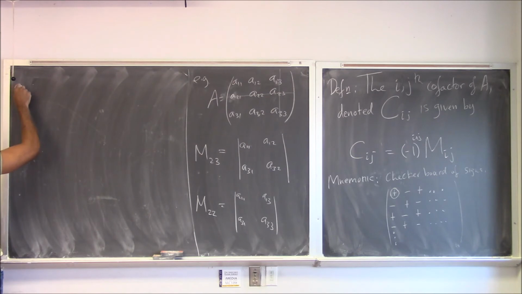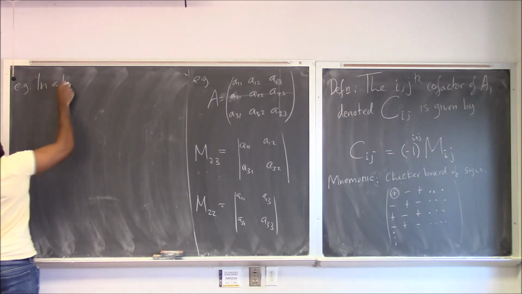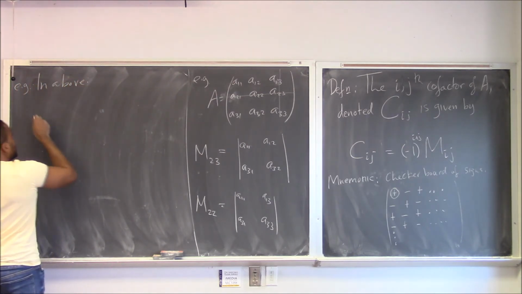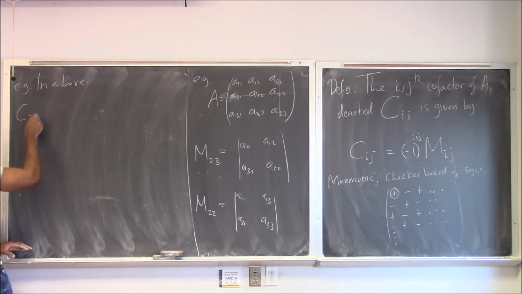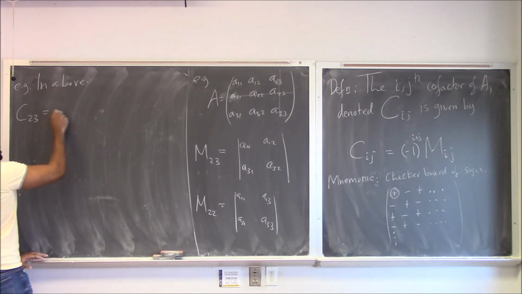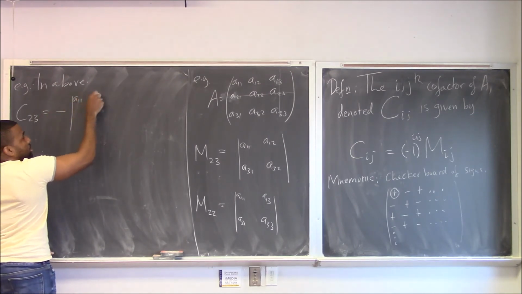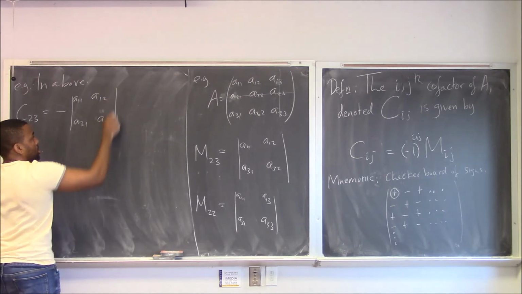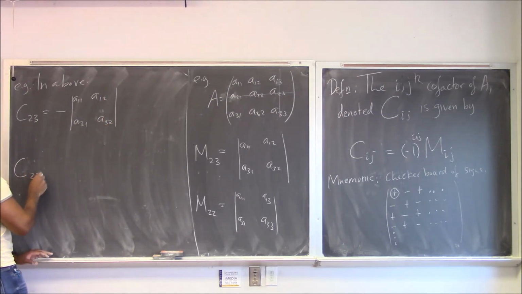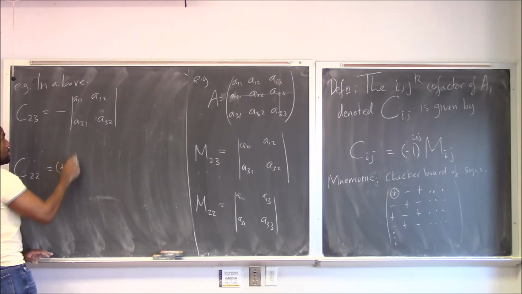So, for example, in the above, we know what M23 was. In the above, C23 would actually be the negative of this guy. And C22 would actually be the plus one times that guy.